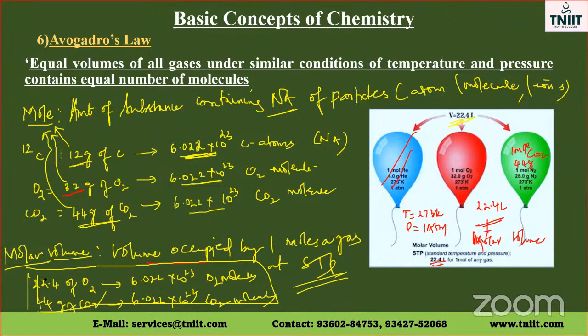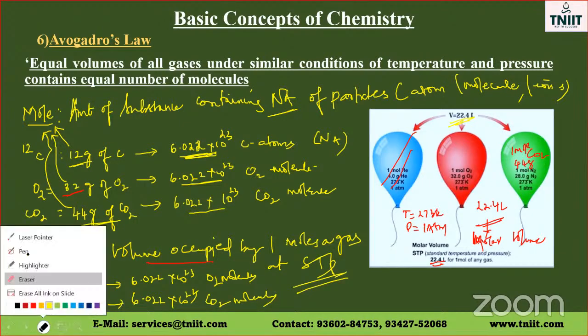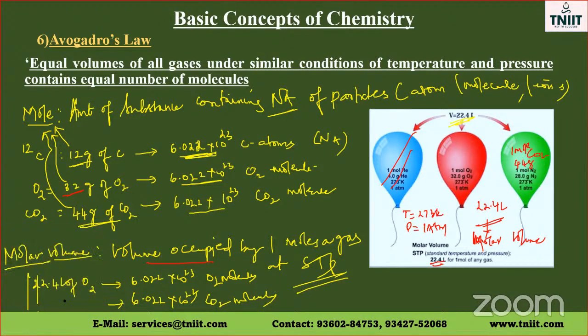No, sorry, I made a mistake. It's not this 22.4 liter. Here also I should have taken in terms of liter and explained. I took in terms of volume and explained. Sorry. So this is also in terms of liter. So 22.4 liters of carbon dioxide also contains 6.022 × 10^23 carbon dioxide molecules.